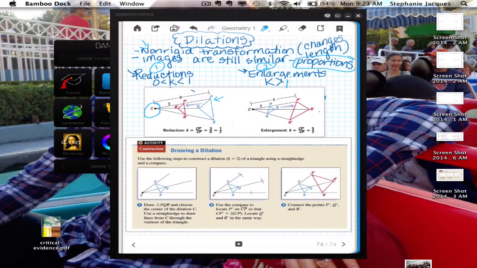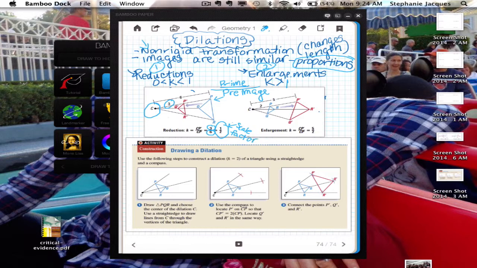So the way you can find out what kind of reduction it is, by what scale factor, is by using a proportion. And the proportion you're going to use is you're going to use your prime over your pre-image. So in this case, we have CP prime, so CP prime is 3. So they put 3 on top, we started with our prime, and then they did CP on the bottom, which is 6, and then they reduced it. So this is our scale factor for that drawing.